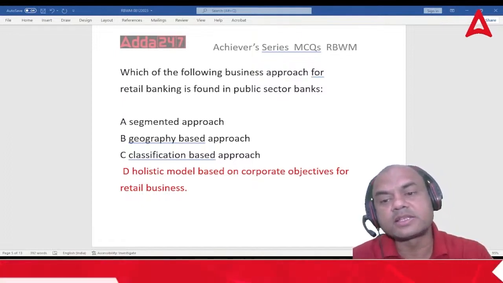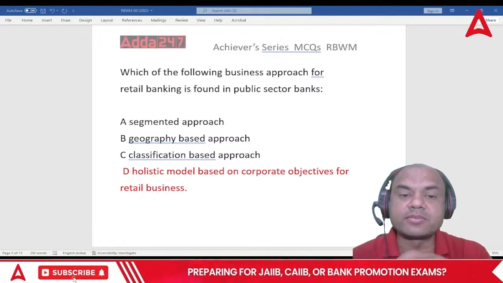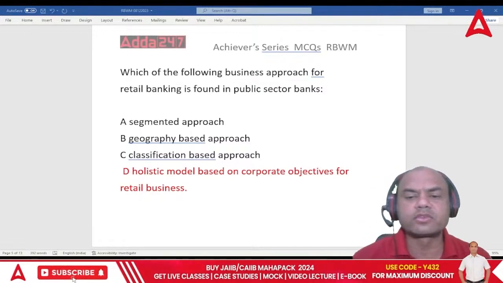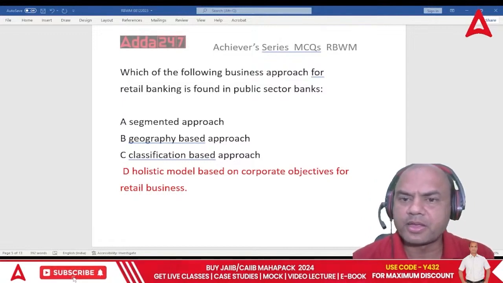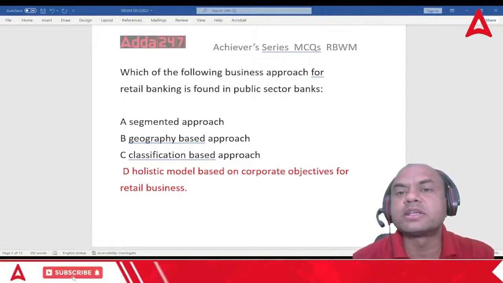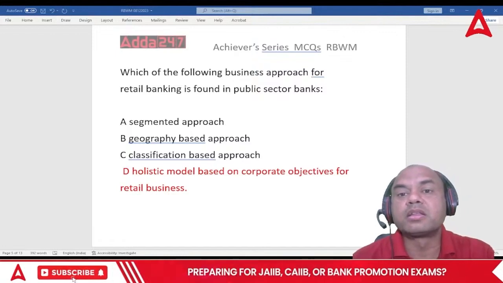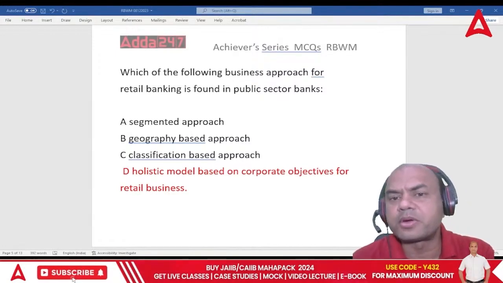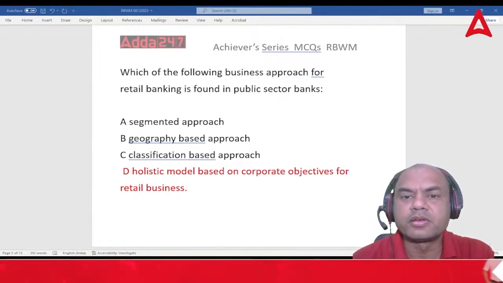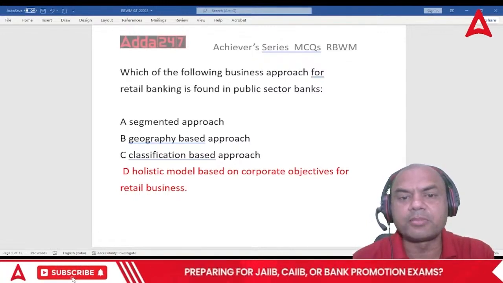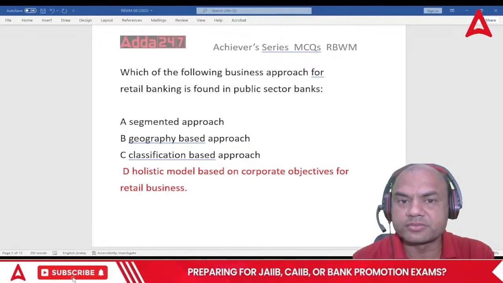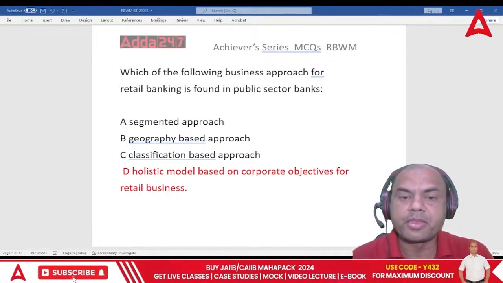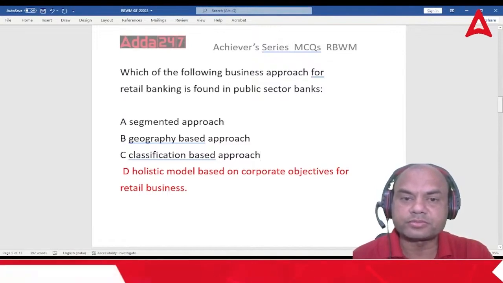Based on that, I'll change my classification, I change my geography based, wherever the branches are not working, I'll shift those branches, right? Wherever there is a semi-urban branch, but there are a lot of urban customers coming over there, I'll shift it from semi-urban to urban, okay? So anything can happen, depending on the corporate objectives. These are very important, corporate objectives, okay? Let's move on.